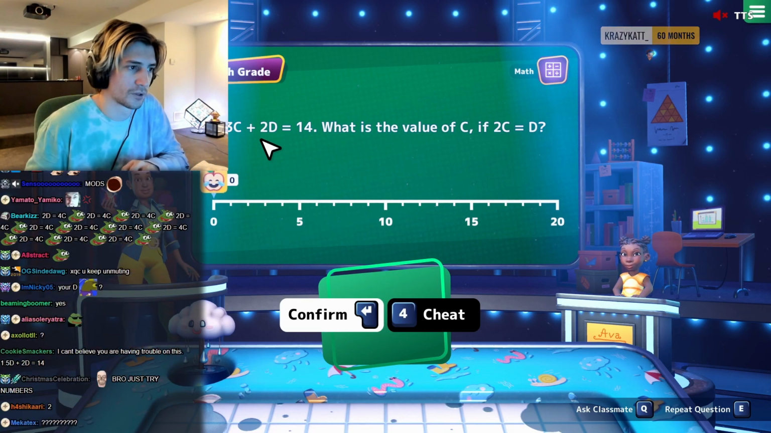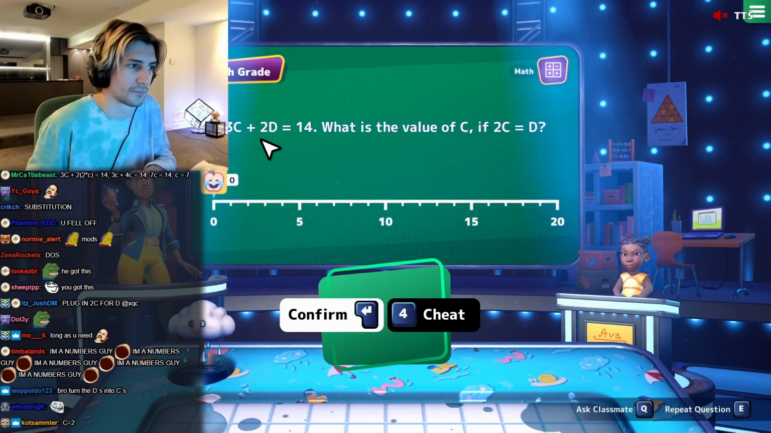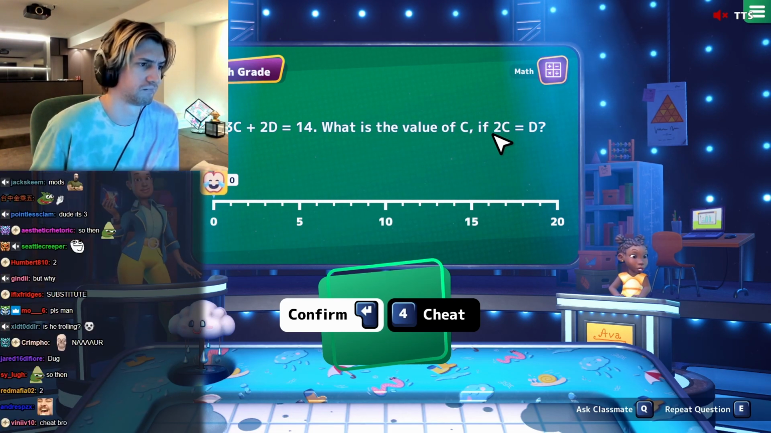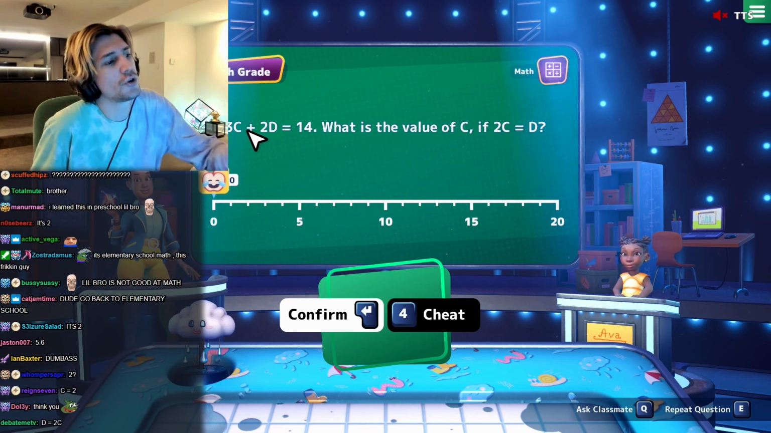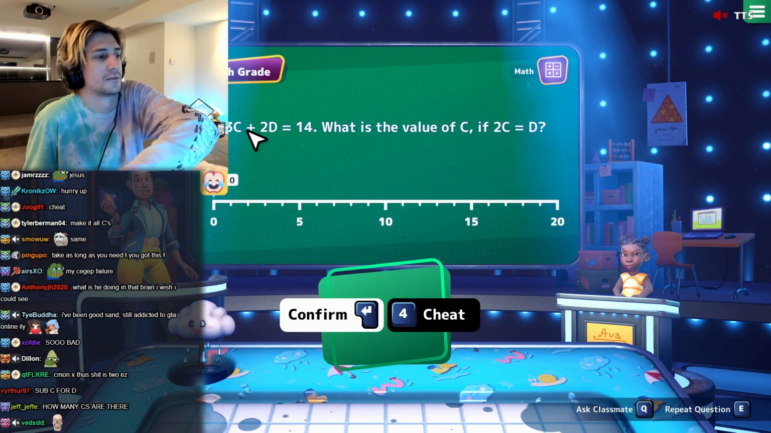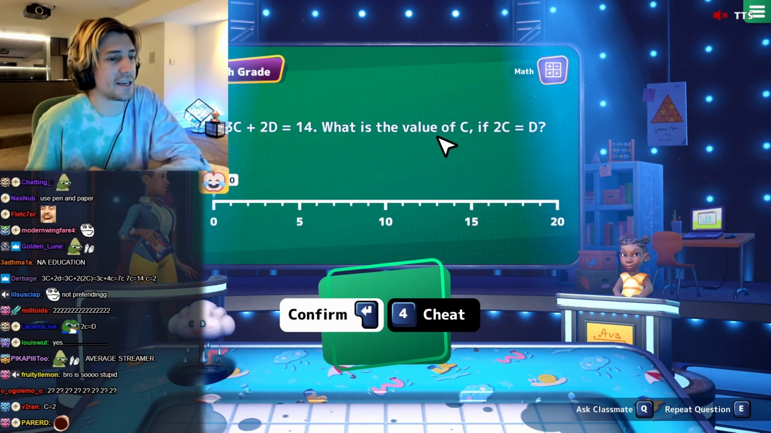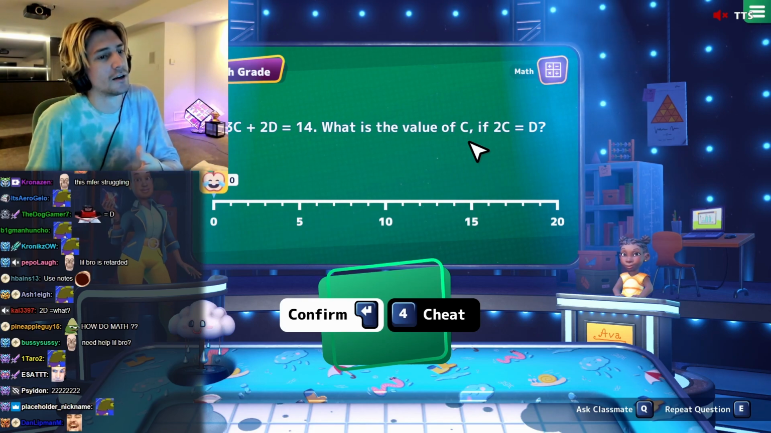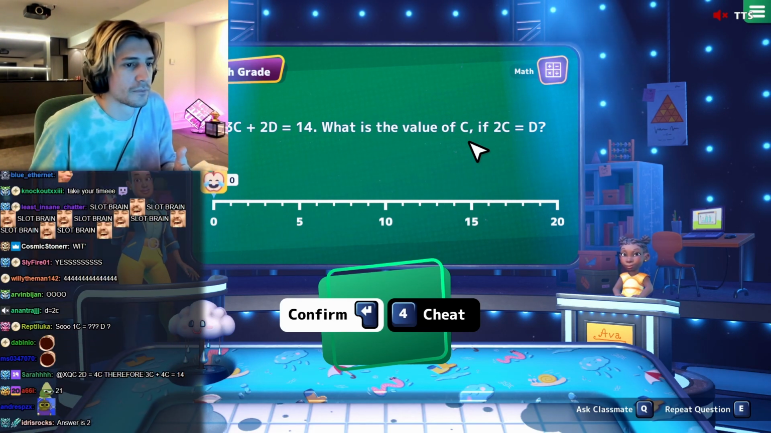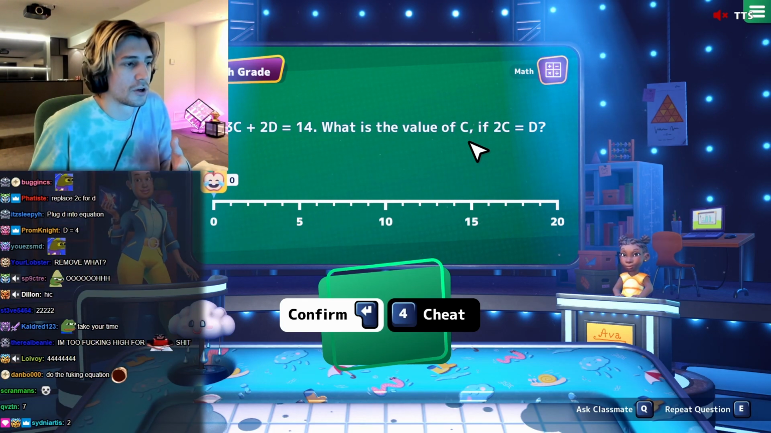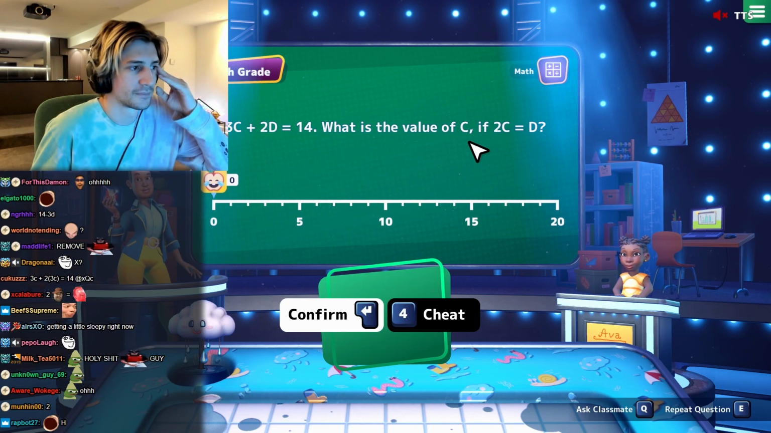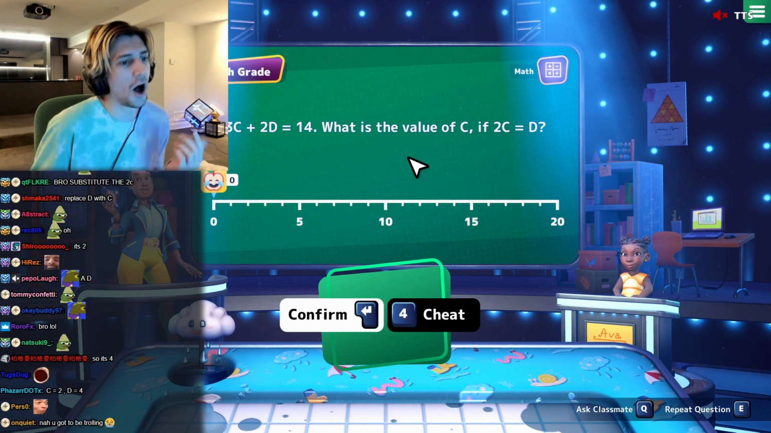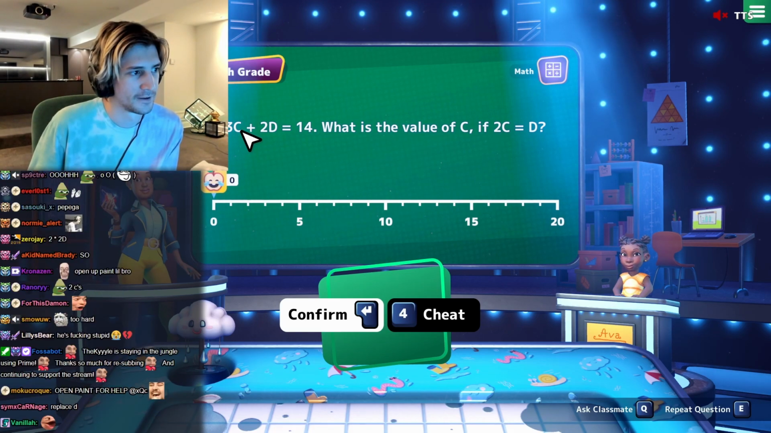Right? So then. Bro, I don't even know anymore. I forgot how this works. 2C equals D. Therefore, can I not ruin my D? There's no timer, so take your time. Oh, 3C. 2C's equal to D, right? So then. I can transfer this. I can transfer it, right?